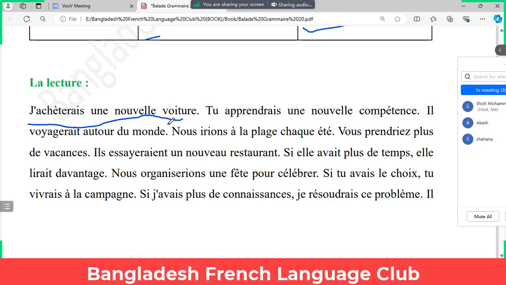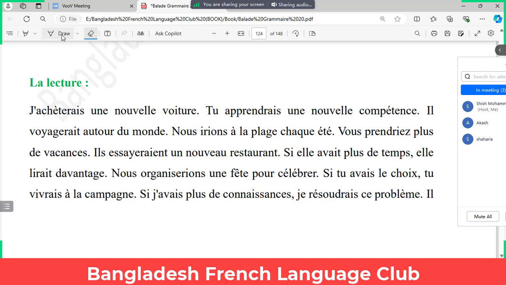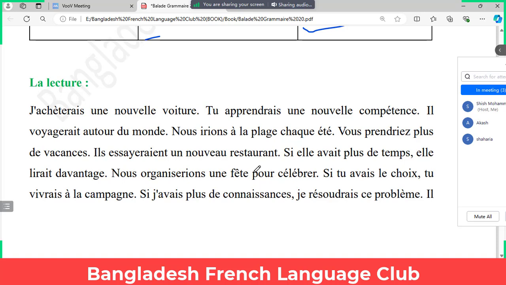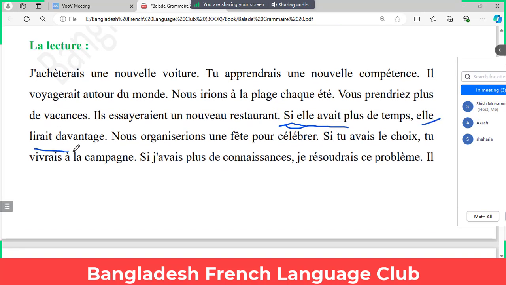Okay, Monsieur Akash, please. Let me give you another sentence because there will be a misunderstanding. So we know that in conditional sentences we always have two clauses. One is a dependent clause, another is an independent clause. The clause with si is the dependent clause, because this clause cannot express its meaning fully. For that, it depends on the next clause, which is the independent clause.